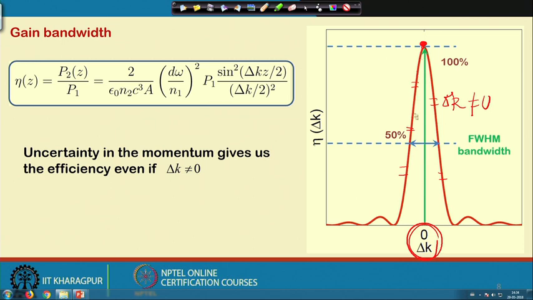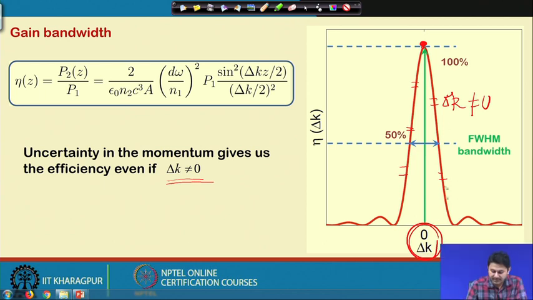Obviously, the efficiency goes down very sharply on both sides of delta k equal to 0, but delta k equal to 0 is not the only condition to have the efficiency. Efficiency still is there when delta k is not equal to 0, and the reason behind that is the uncertainty in the momentum, because there is quantum mechanics, there is uncertainty. So, delta k equal to 0 is not the prime condition to have a second harmonic. You can still have second harmonic when delta k is not equal to 0.